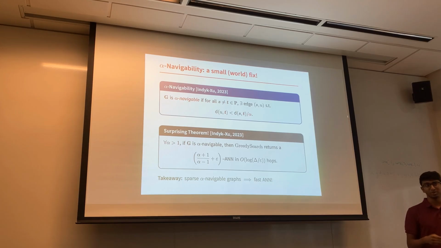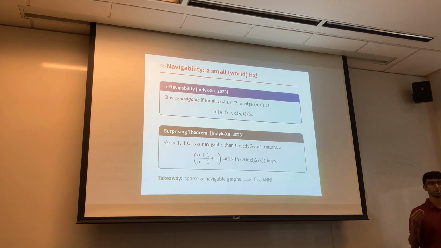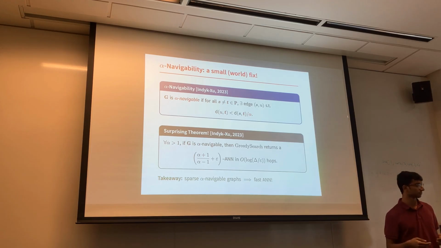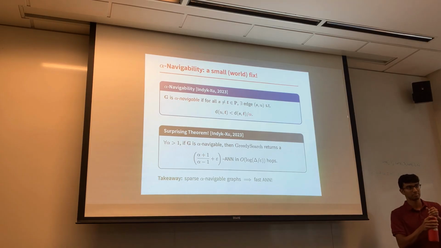And so what I want you to take away from this theorem is that if you gave me a sparse alpha navigable graph on my data set, I would immediately have a fast approximate nearest neighbor search algorithm. And the reason I want my graph to be sparse is because at every step of my greedy search, I'm going to scan through my entire out neighborhood. And so the runtime of my greedy search is roughly proportional to the degree of my graph. Okay. So that's maybe a good time to stop if there's any questions.